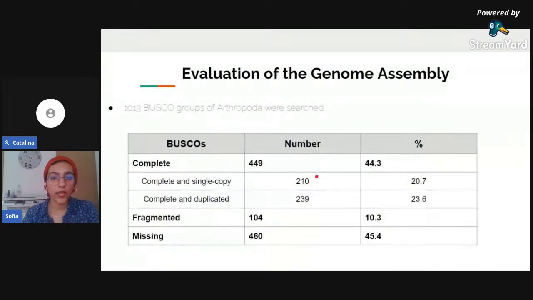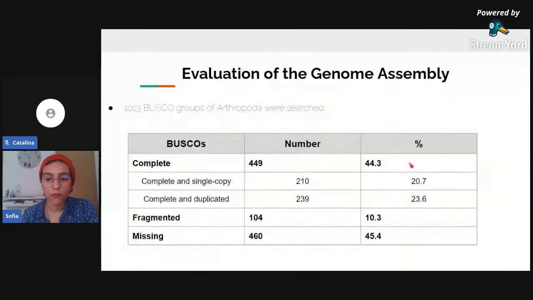In order to evaluate if our genome assembly is good enough to construct genes, we have done a benchmarking with the orthologous analysis in the arthropod database. Among these 1,030 genes we searched, we found that 44.3% of these in our assembly were complete orthologs.